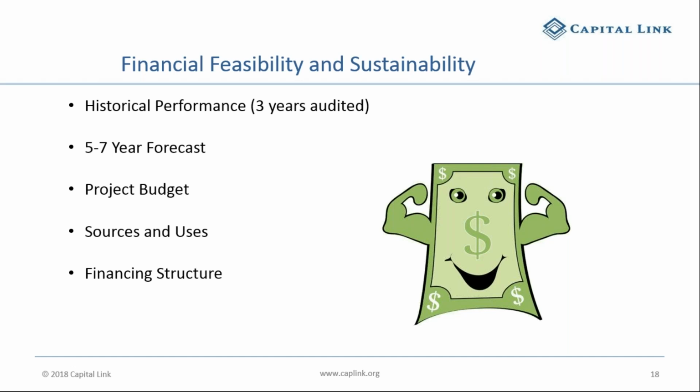Looking at your historical performance for 3 years and audited, it gives you a sense of where you were. Then you want to jump into a 5 to 7 year forecast. I have 7 years in there because for certain programs, including programs like the New Markets Tax Credit, it does require that when you go to a lender. Looking at a project budget, building that into sources and uses, and then the financing structure. These are all part of financial feasibility and sustainability.